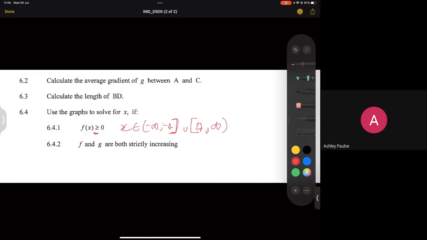Another way of writing this, you can say, well, this is for x less than or equal to negative 4, or x greater than or equal to positive 4. That's another way of writing the same thing. All right, are we good, ladies?